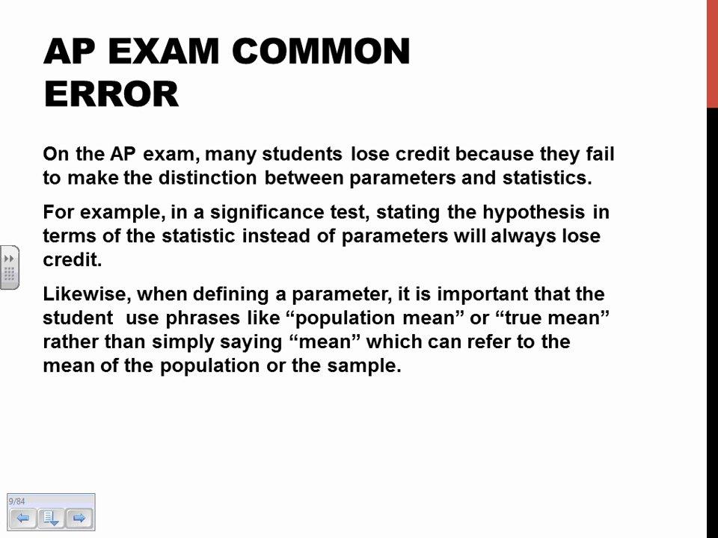All right, so an AP exam common error. On the AP exam, many students will lose credit because they can't make the distinction between parameters and statistics. For example, in a significance test, which we will get to later, when you write the hypothesis, if you just say the mean and you don't say if it's a population mean or a sample mean, you're going to lose credit. So it's important to know what you're dealing with.